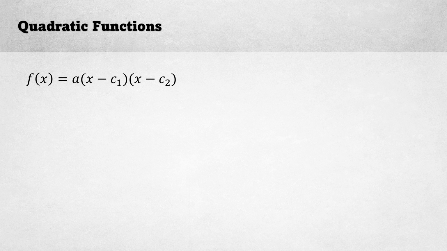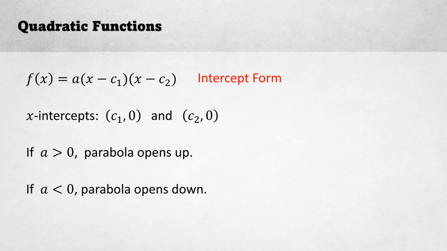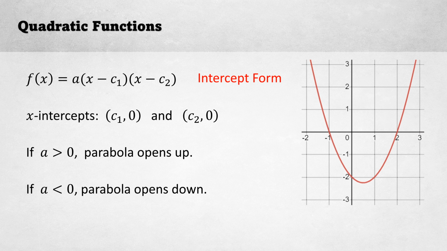Here is another form of a quadratic function. This is called the intercept form. As you can see from its name, we can identify the x-intercepts from this form. c1 and c2 are x values of the x-intercept coordinates. Again, if a is positive, the parabola opens up, and if a is negative, the parabola opens down.